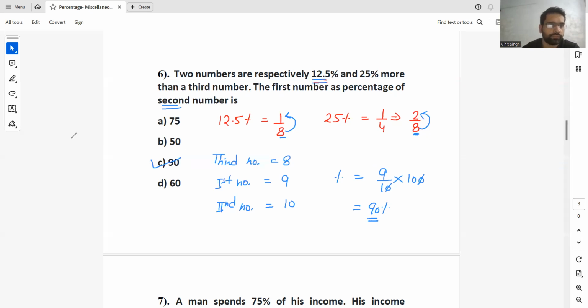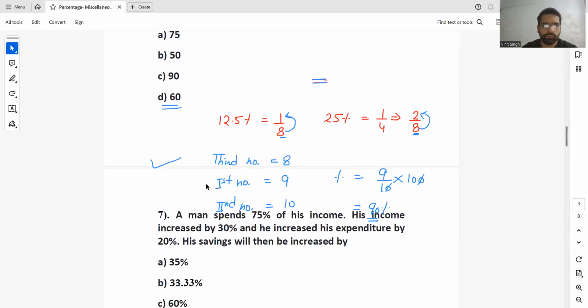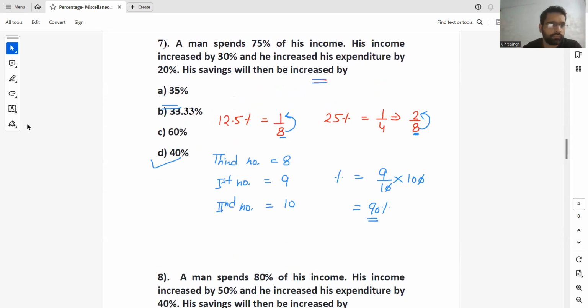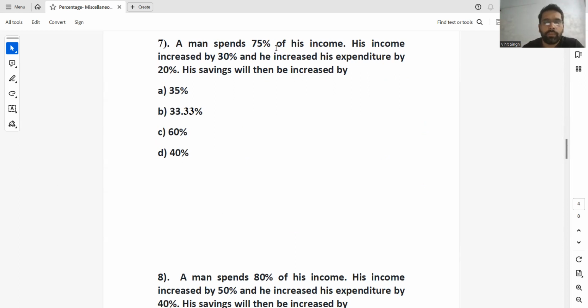Now, next question. A man spends 75% of his income. His income increased by 30% and he increased his expenditure by 20%. Find by how much his saving will be increased. So how much percent will the saving increase? We have to find. We know that income is equal to spend plus saving.